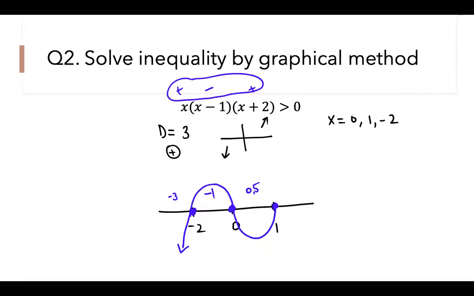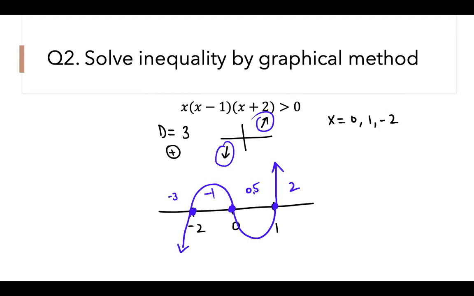And then anything after 1, so let's plug in 2. So plug in 2 into x again, it's the same method. And you will notice that the sign of that is going to give you positive, meaning above the x-axis. And it makes sense. It's going to be this way.